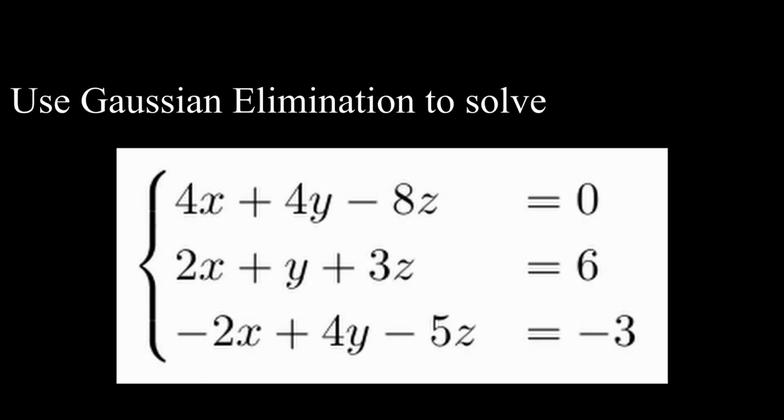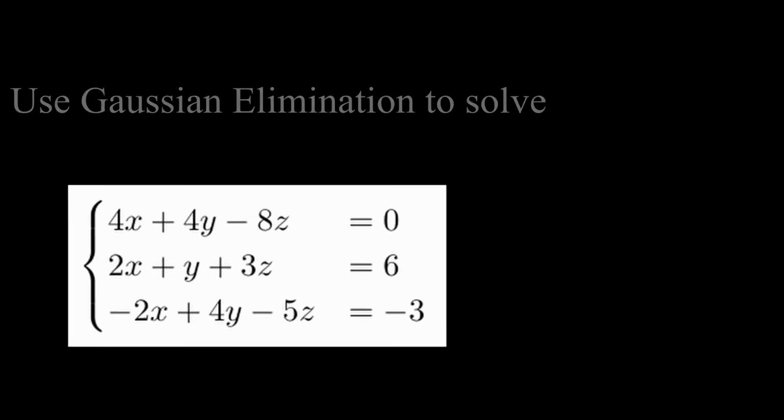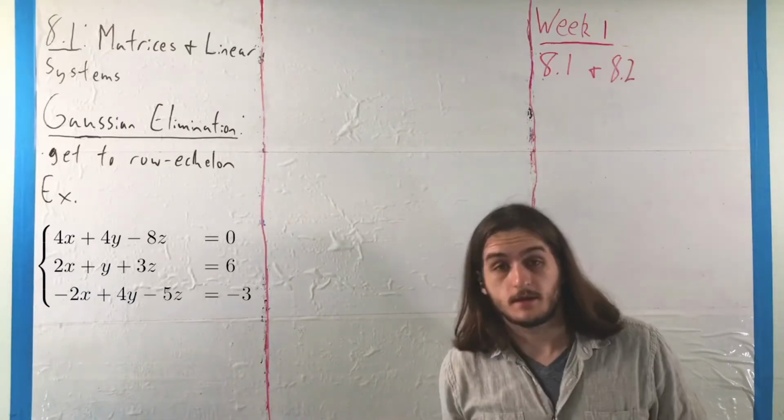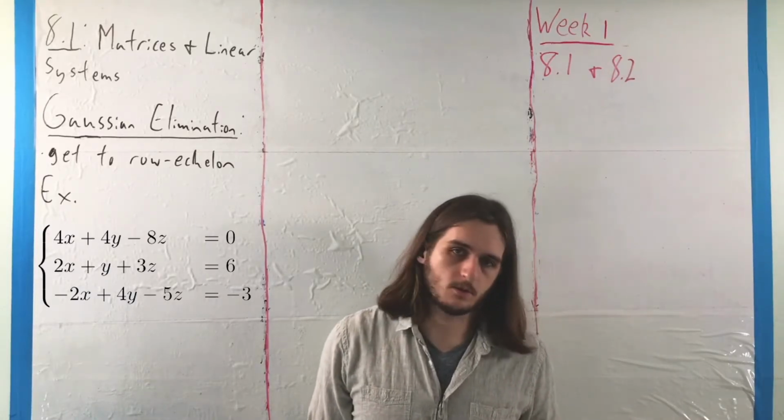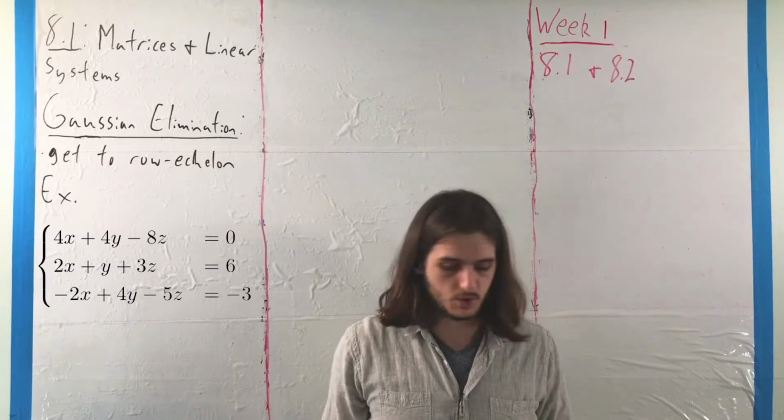For our second example, we're going to use Gaussian elimination to solve the system 4x plus 4y minus 8z equals 0, 2x plus y plus 3z equals 6, and negative 2x plus 4y minus 5z equals negative 3. That is to say, we're going to solve that thing that we started with that wasn't so obvious, but leads to a nice solution at least.